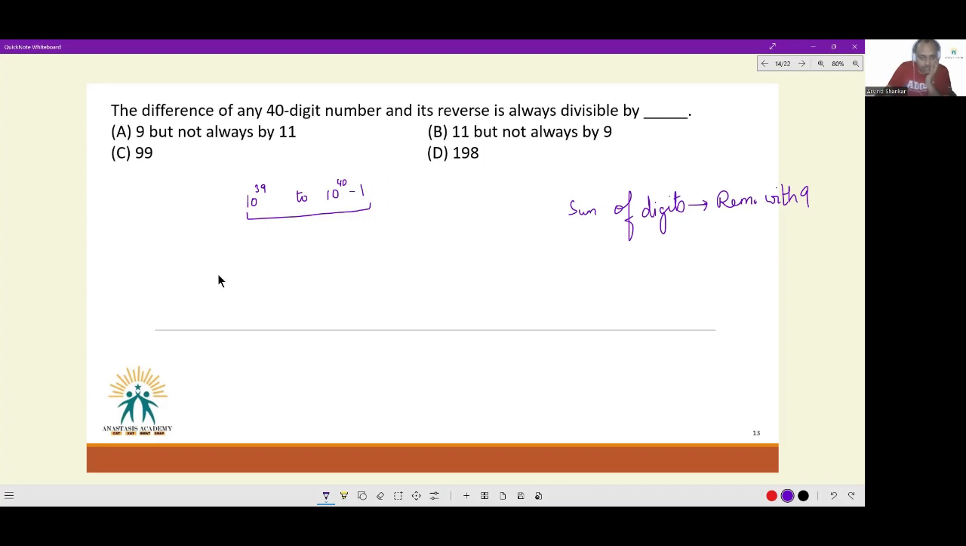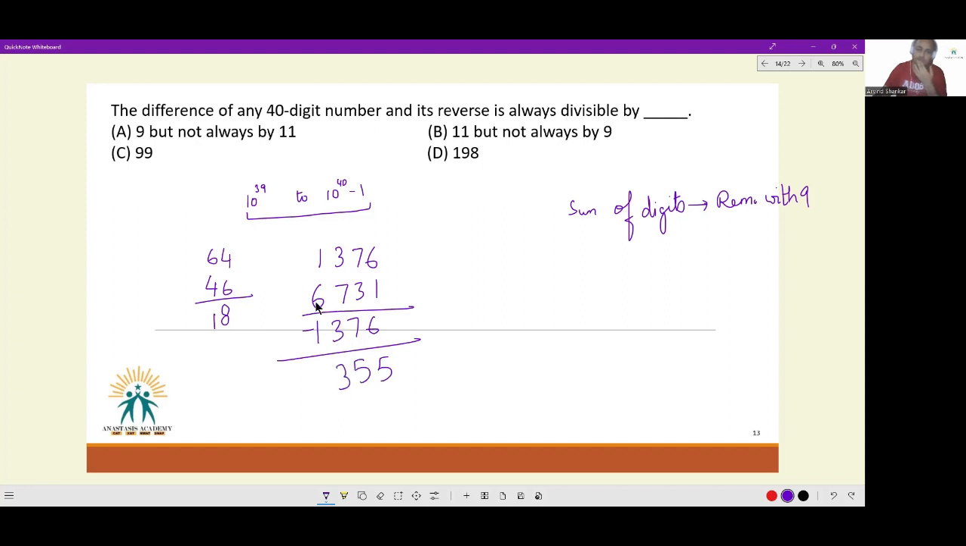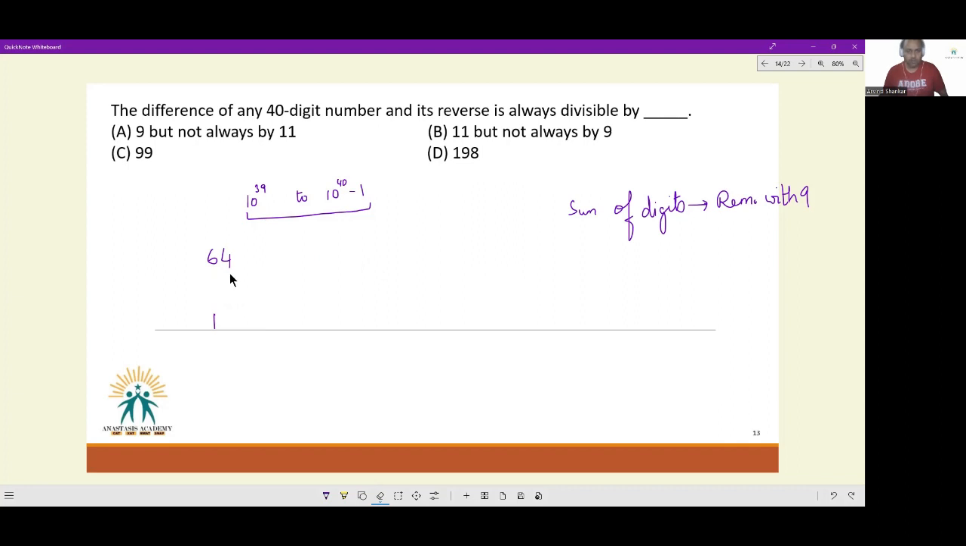You can also check for smaller numbers. Let's say you have 64 and 46. See, the difference is 18. Let's try it for a slightly larger number. 6731 minus 1376. Oops, I'm doing subtraction in reverse. 1376 from 6731: 11 minus 6 gives me 5. 2 minus 7 also gives me 5 with a borrow. 6 minus 3 gives me 3. And 6 minus 1 gives me 5. 5 plus 5 plus 3 plus 5, 18. The difference of a number and its reverse will always be a multiple of 9.